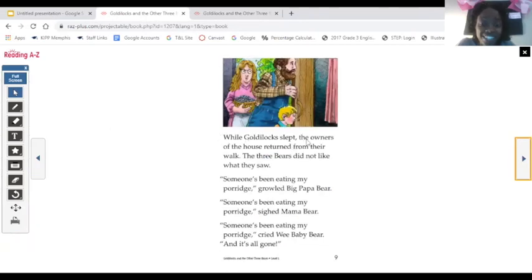While Goldilocks slept, the owners of the house returned from their walk. Excellent job. We discovered these are the owners of the home. The bears did not like what they saw. Someone's been eating my porridge, growled Big Papa Bear. Someone's been eating my porridge, sighed Mama Bear. Someone's been eating my porridge, cried wee baby bear, and it's all gone.